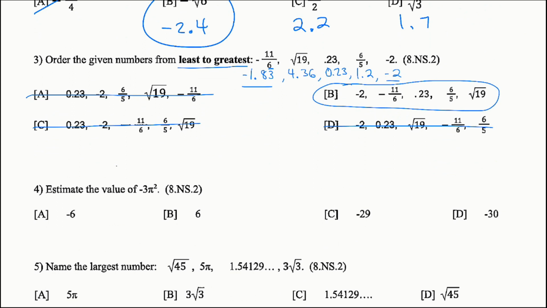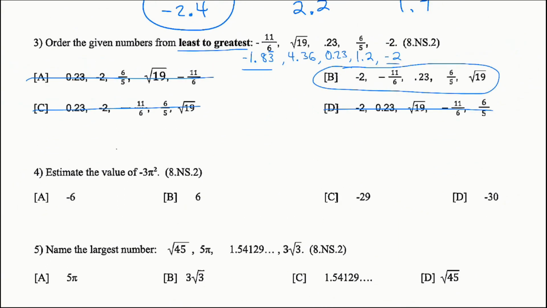Number 4, estimate the value of -3 pi squared. I'm going to put it in my calculator because the calculator will already take into consideration the order of operations. If not, you have to take pi times pi, or pi squared, first and then multiply it by the -3. Technically speaking, it should be D. So what it comes out to be is -3 pi squared. I almost put pi r squared. Pi squared is about -29.61. So it should be D.